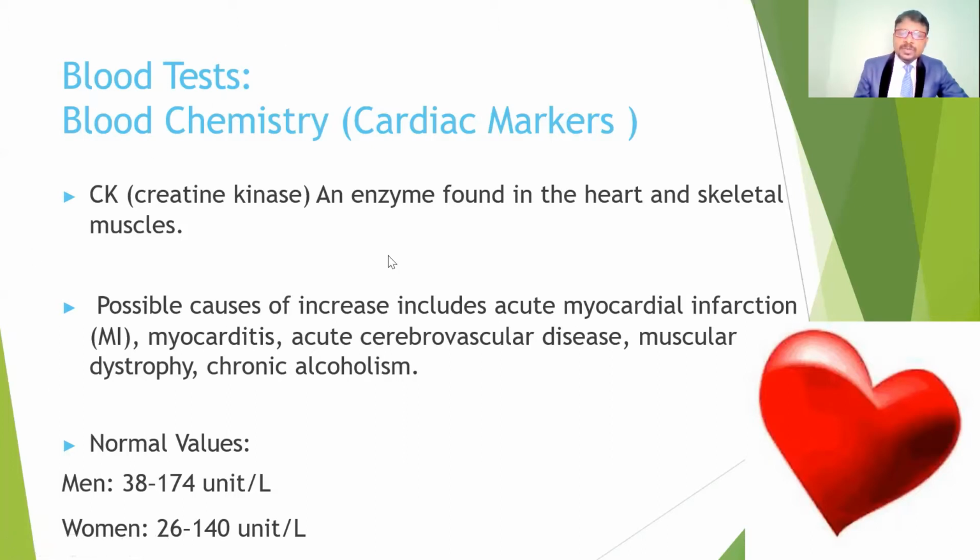So in case of pathological changes, it may alter. This enzyme is found especially in the heart and skeletal muscles. If you see the normal values, it is going to be 38 to 174 units per liter in men, and 26 to 140 in women. So these are the normal levels.